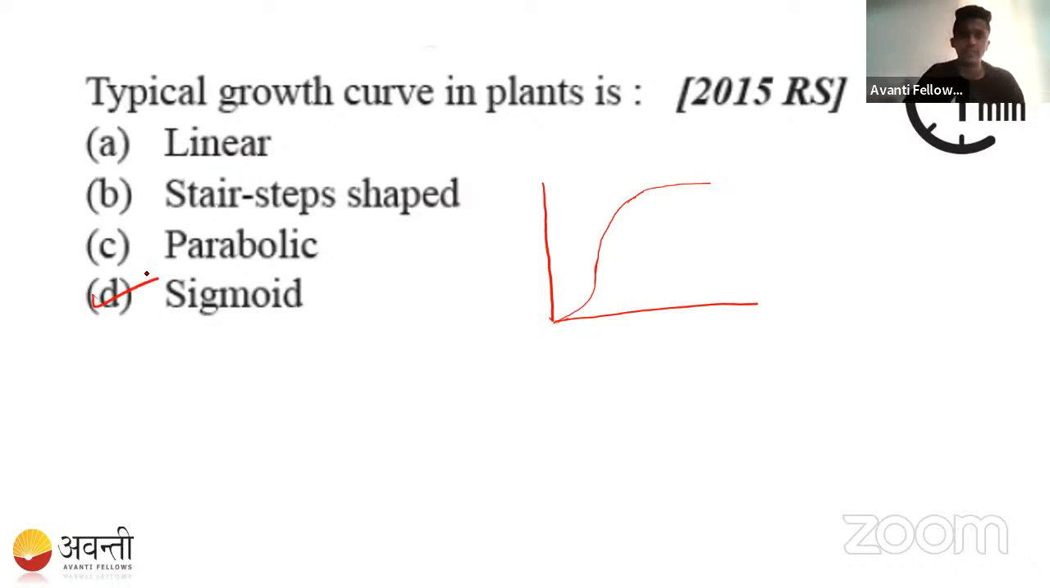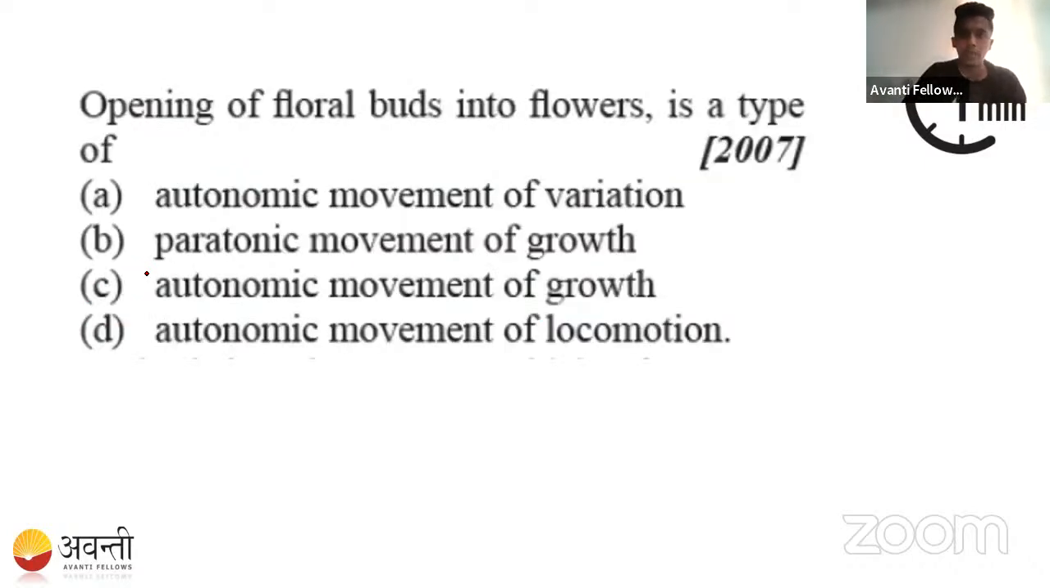Okay, so let's see the second question. Opening of floral buds into flowers is a type of: autonomic movement of variation, paratonic movement of locomotion.